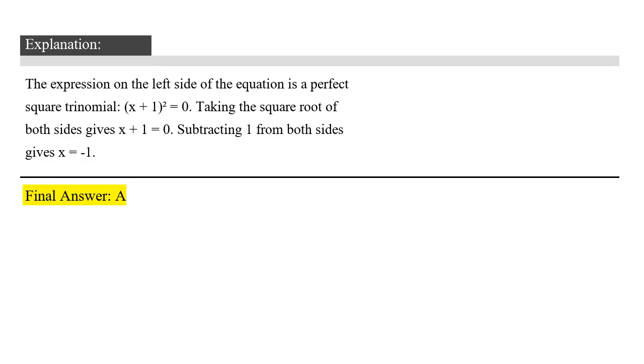The expression on the left side of the equation is a perfect square trinomial, (x + 1)² = 0. Taking the square root of both sides gives x + 1 = 0. Subtracting 1 from both sides gives x = -1.